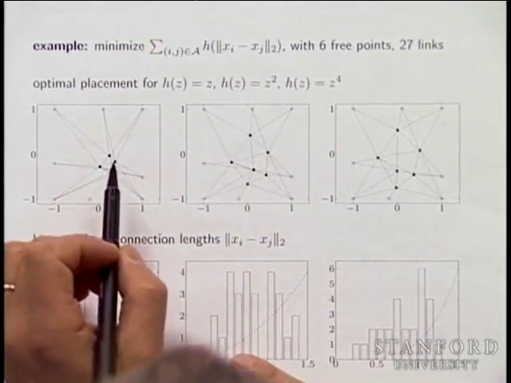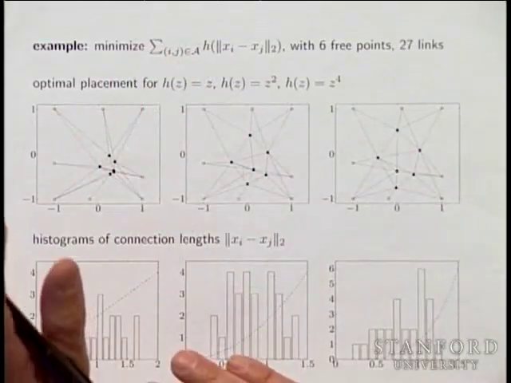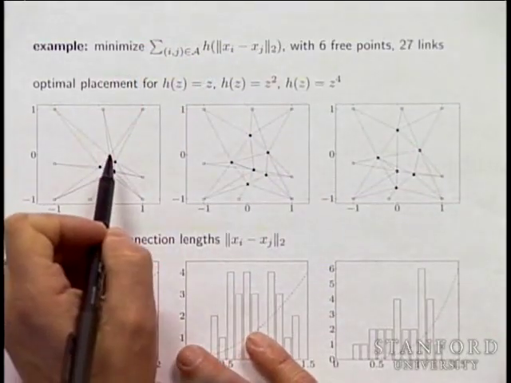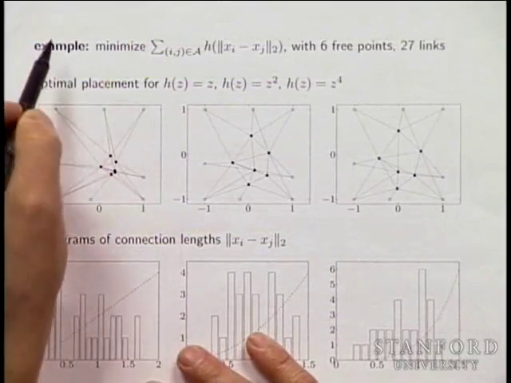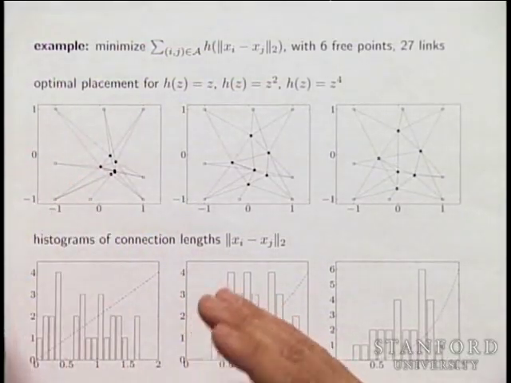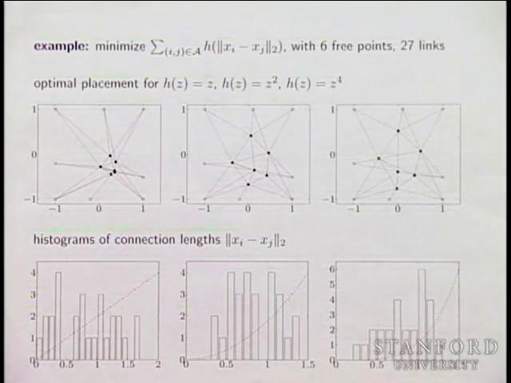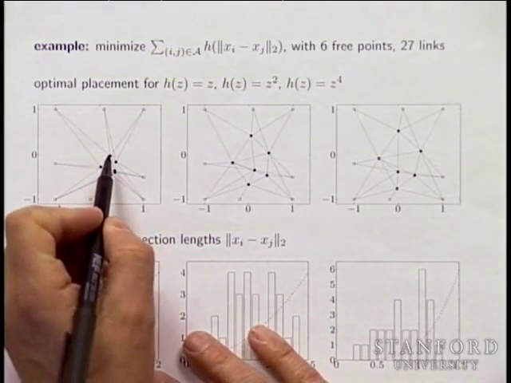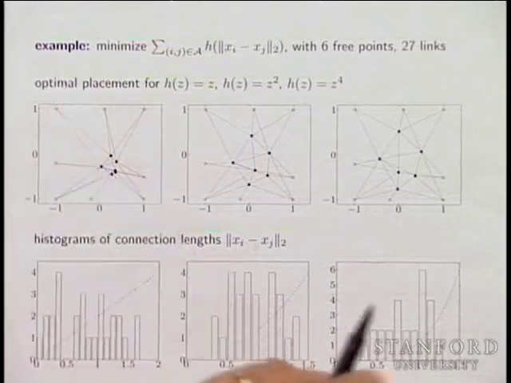Oh, by the way, you're not going to get stupid placements with these things. For example, this node is not going to be placed outside the convex hull of the anchors, because moving it just to the boundary will decrease the distance. You're not going to get this point way over there, right?